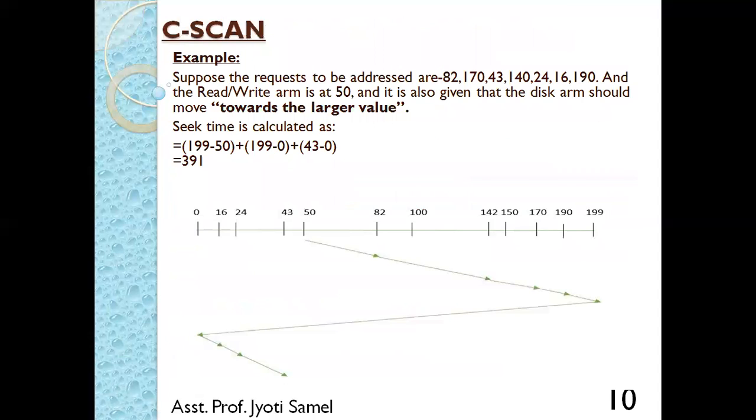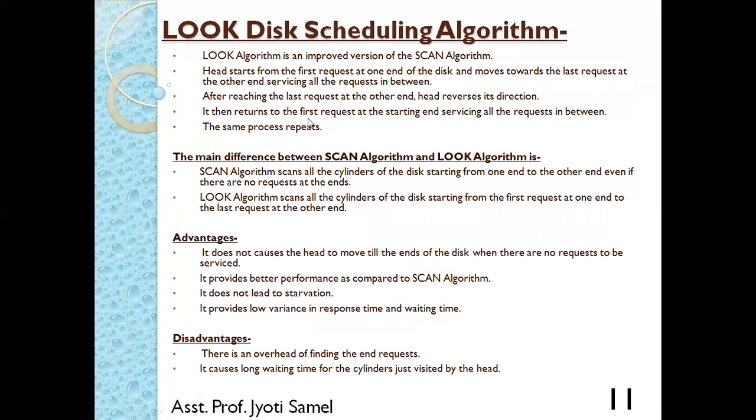See, here in my C-SCAN, my head reversed and it arrived at the 0 position. But in LOOK, it will not go to the 0 position. It will come to the first request. It then returns to the first request at the starting end, servicing all the requests in between. The same process is repeated. Here is the difference between SCAN and LOOK.